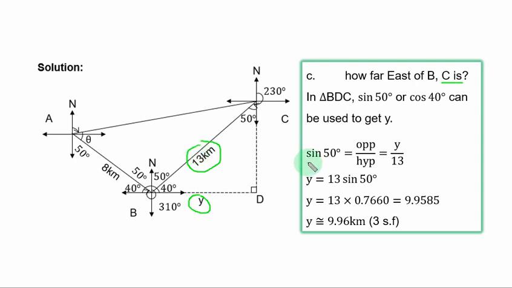So sine 50 degrees is equal to opposite over hypotenuse, that is y over 13. Multiply through by 13 to clear the fraction, you have it in this form. y is equal to 13 times the value of sine 50 degrees. After multiplication, you have 9.9585. y therefore is approximately 9.96 kilometers to 3 SF.